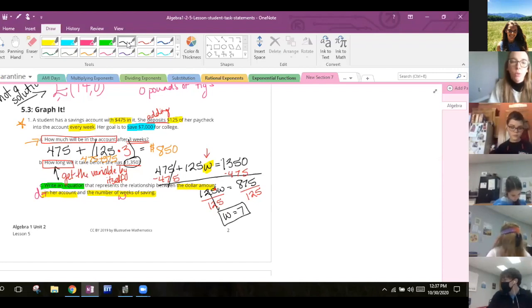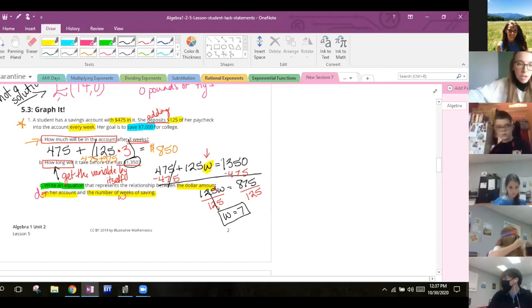What do we know about this equation? What do we know she started with in her account? She started with $475. Okay, so if that's how much she started with in her account, that's what we're going to start with in our equation. So we have 475.